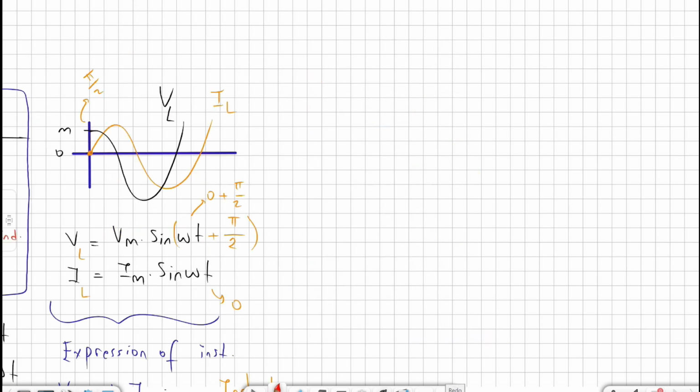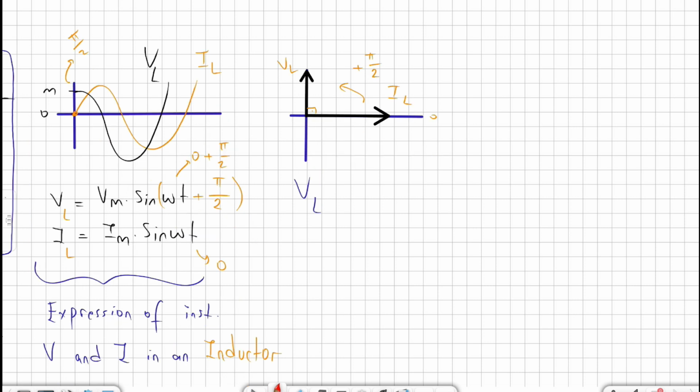Let us draw the phasor diagram for an inductor. We know that if the angle of the current is 0, the angle for the potential difference is 90 degrees. VL must be ahead by 90 degrees. So the angle here is plus pi over 2. So we can say that VL is leading the current by pi over 2. And the phase difference is plus pi over 2.